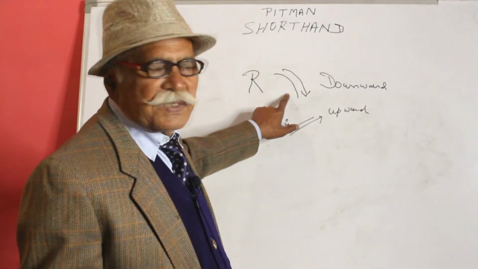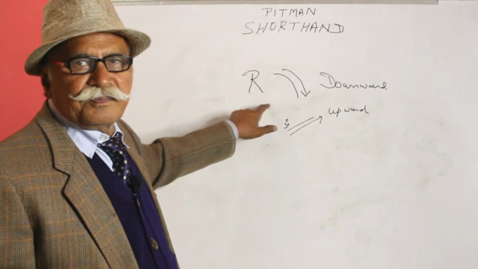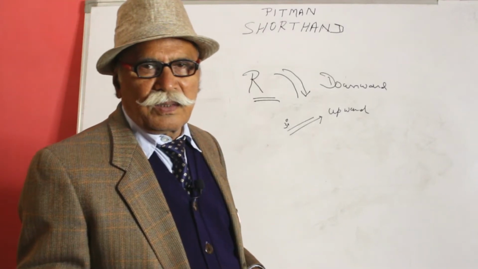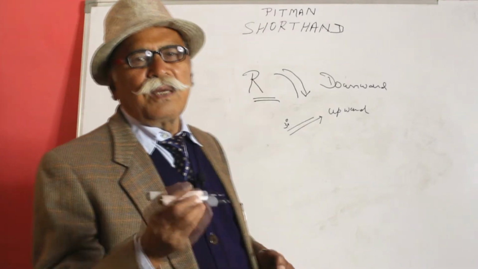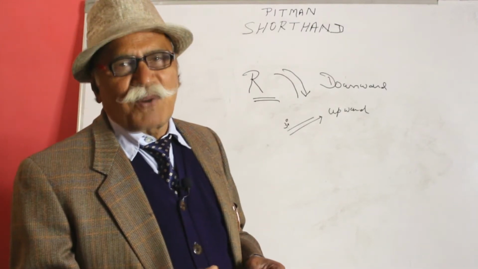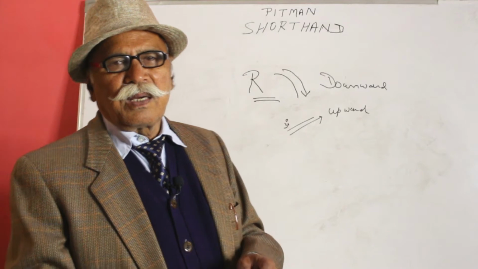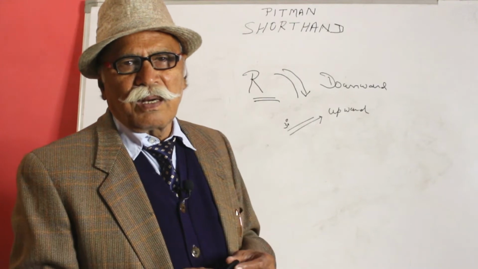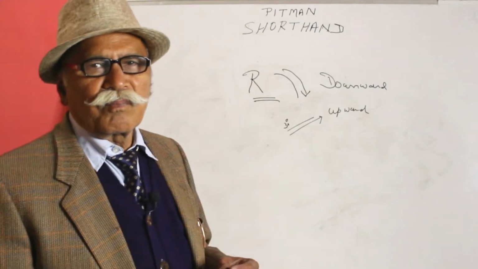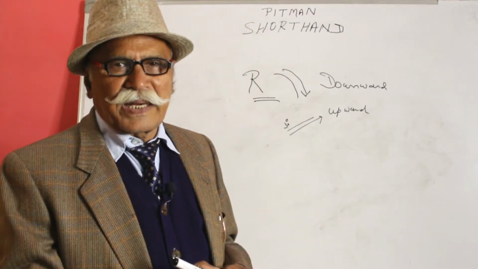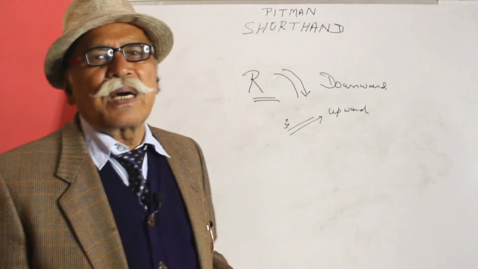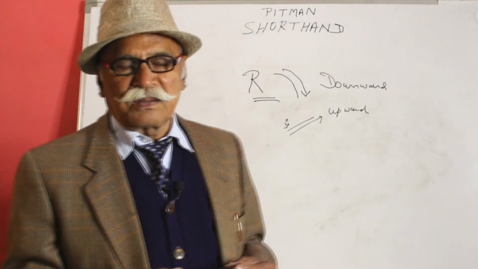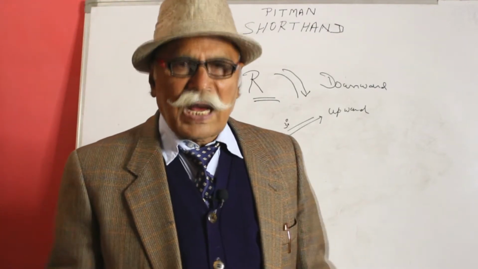Downward R is used on the following grounds. You may note it down. Number first, when a vowel is preceding before R, then downward R is used. For example, arm, armorer, army, air.